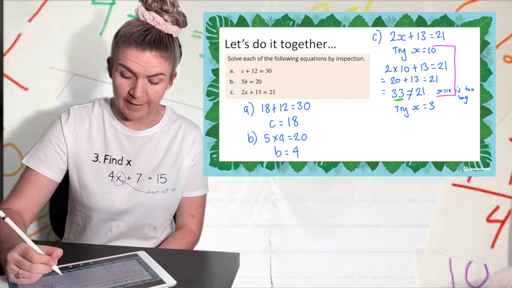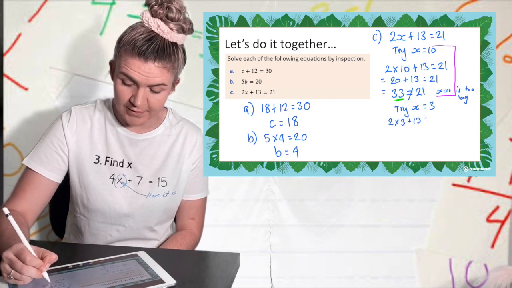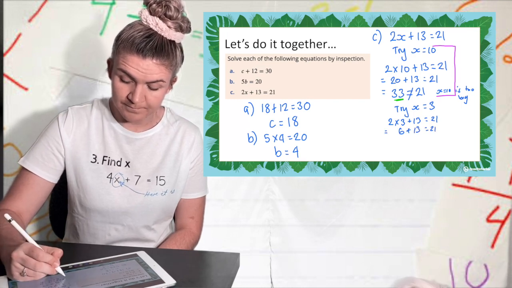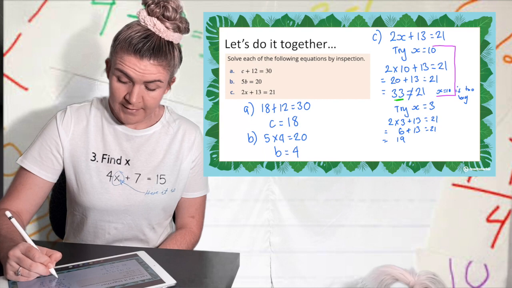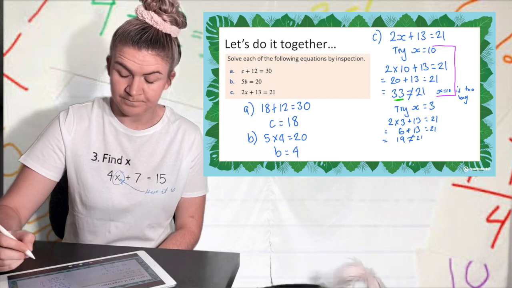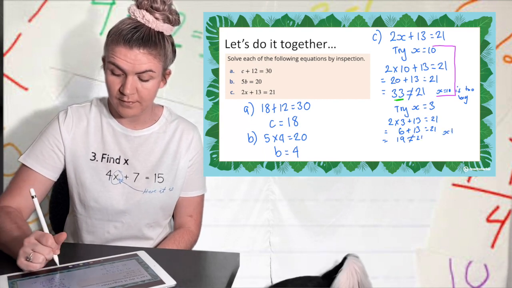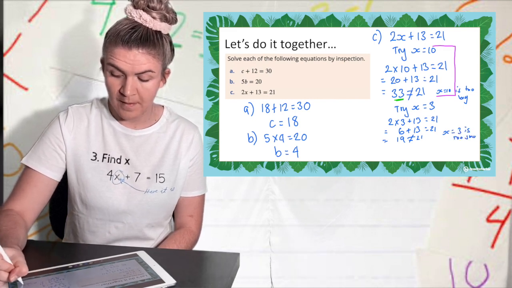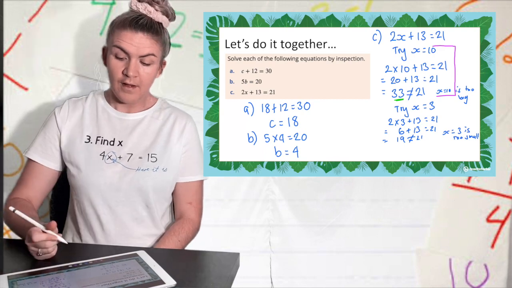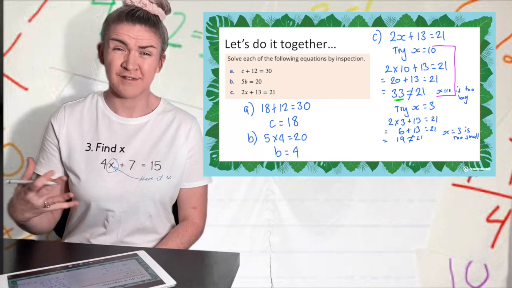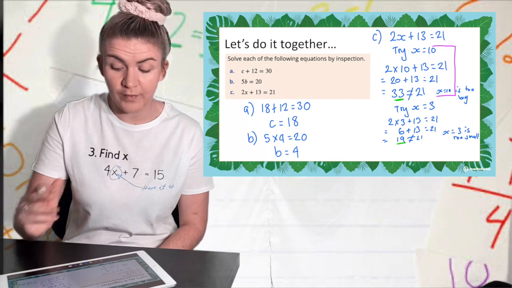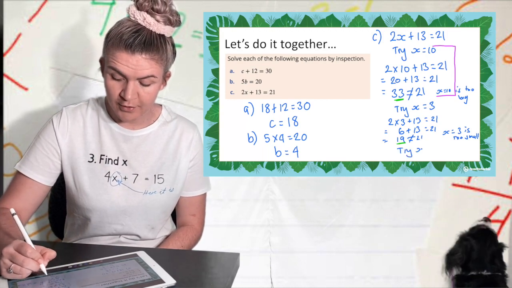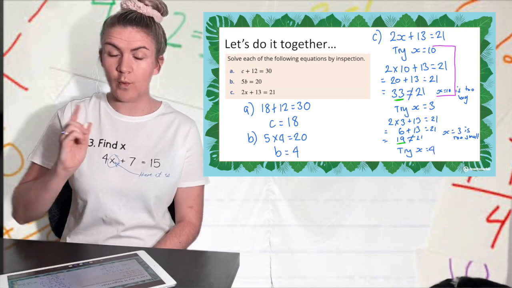X equals 3, let's try it. 2 times 3 plus 13 equals 21. 6 plus 13 equals 21. 19 does not equal 21. So x equals 3 is too small. But notice this time, I'm not going to now try x equals 8 because 19 was really close to 21. So I'm just going to try x equals 4. I'm just going to try one bigger.